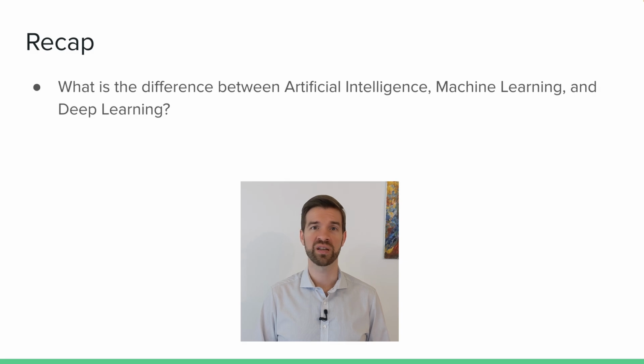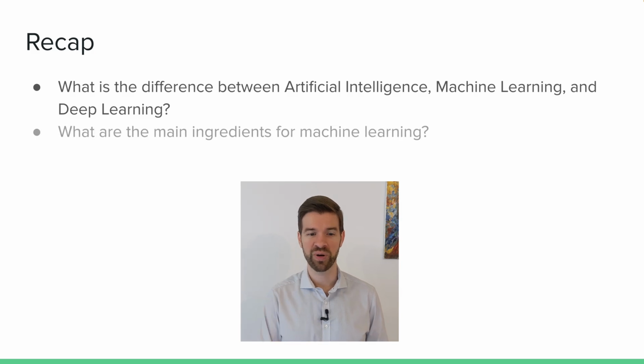Before we dive into the topic, I would like to briefly recap on what we talked about last week. First thing was the difference between artificial intelligence, machine learning, and deep learning. And the second question I would like to briefly recap is what are the main ingredients for machine learning? If you want, pause the video here for a few seconds and try to answer those questions for yourself.